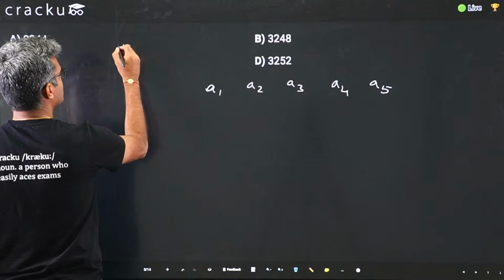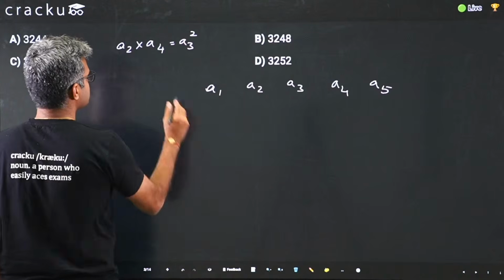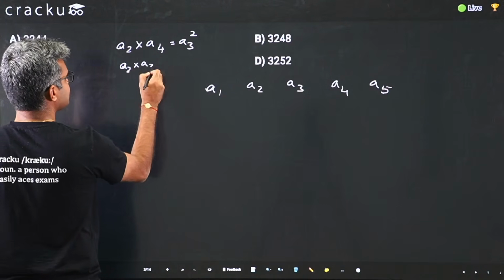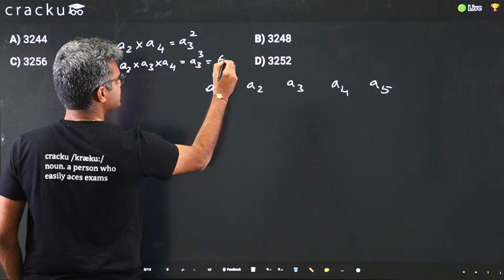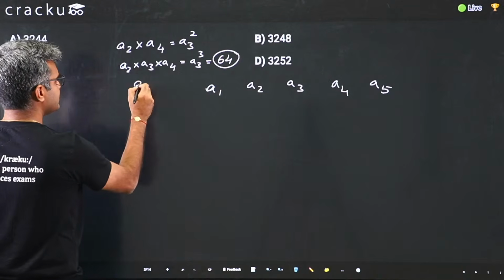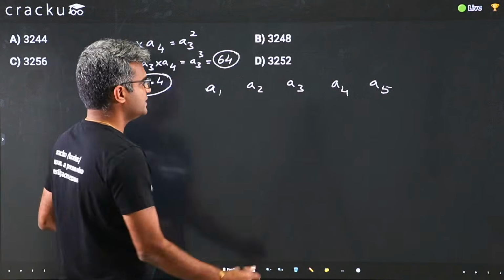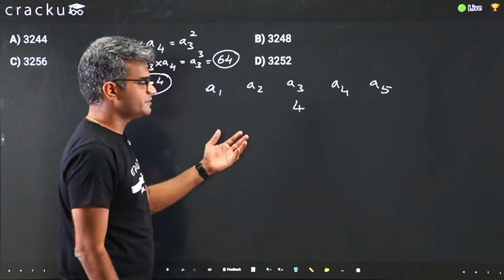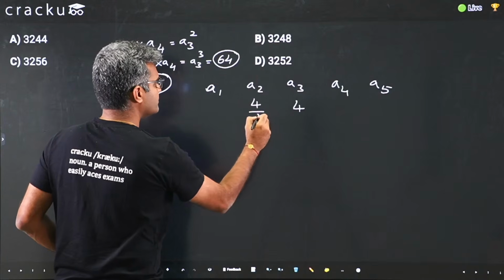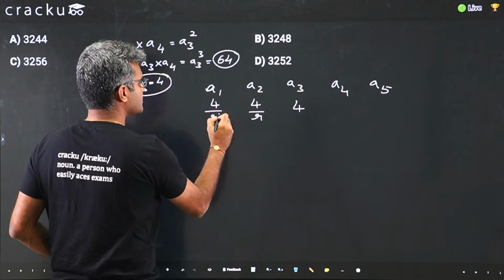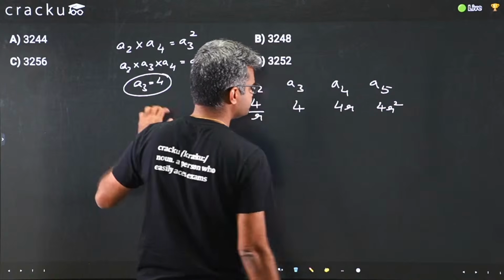Because all of them are in a geometric progression, A2 into A4 will be equal to A3 squared. So A2 into A3 into A4 is simply equal to A3 cubed. This we are told is equal to 64. So the value of A3, which is the middle term, is equal to 4. Once you know that A3 is equal to 4, let us assume that the common ratio of this geometric progression is R. So this is 4. The term before it will be 4 by R. The term before it will be 4 by R square. The term after it will be 4R and the term after it will be 4R square and so on.